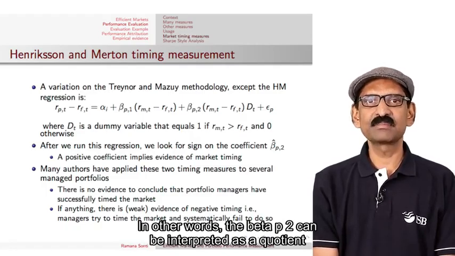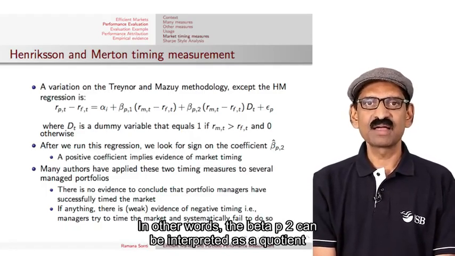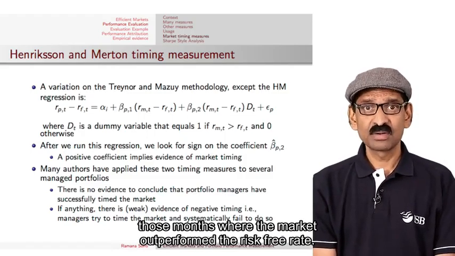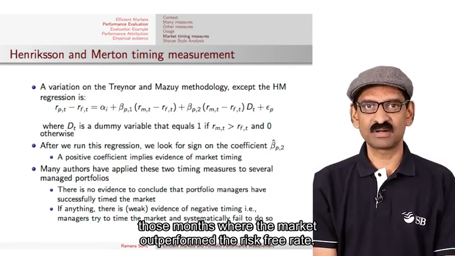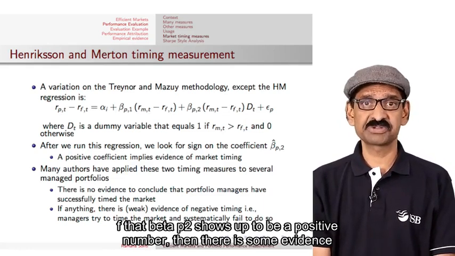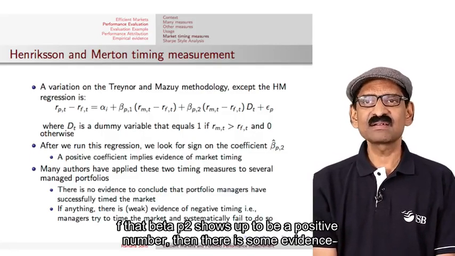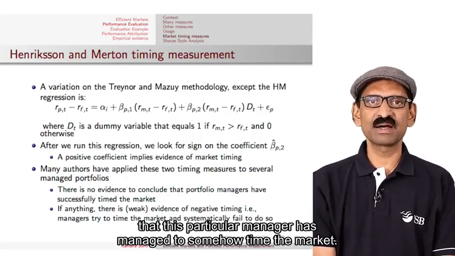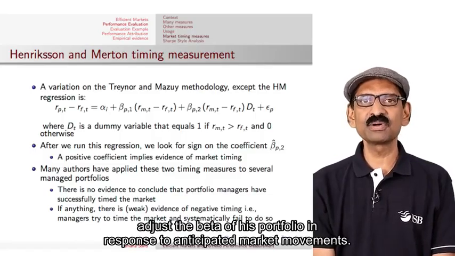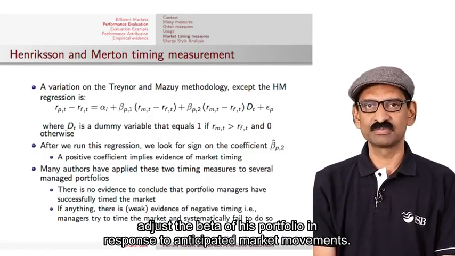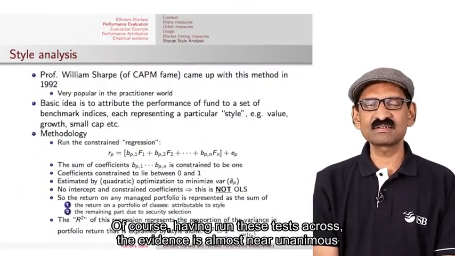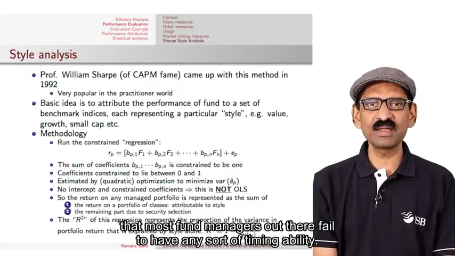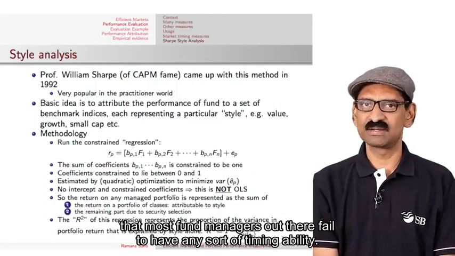In other words, the beta 2 can be interpreted as a coefficient of how much you increased your beta in those months where the market outperformed the risk-free rate. If that beta 2 shows up to be a positive number, then that is some evidence that this particular manager has managed to somehow time the market, that is to say adjust the beta of his portfolio in response to anticipated market movements. Of course, having run these tests across, the evidence is almost near unanimous that most fund managers out there fail to have any sort of timing ability.